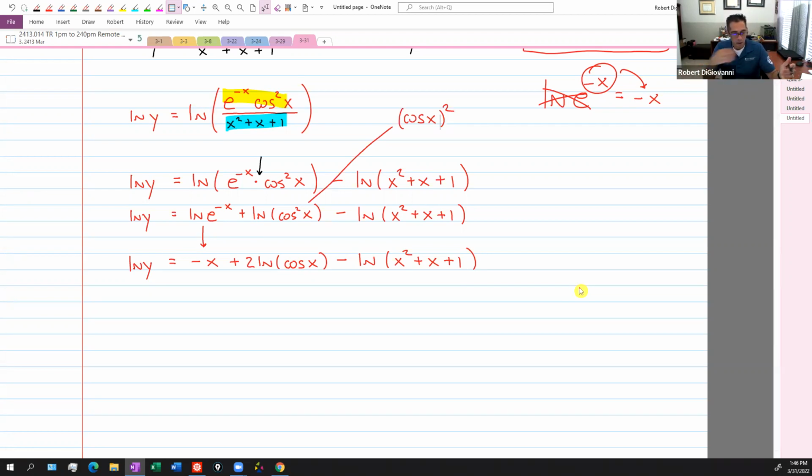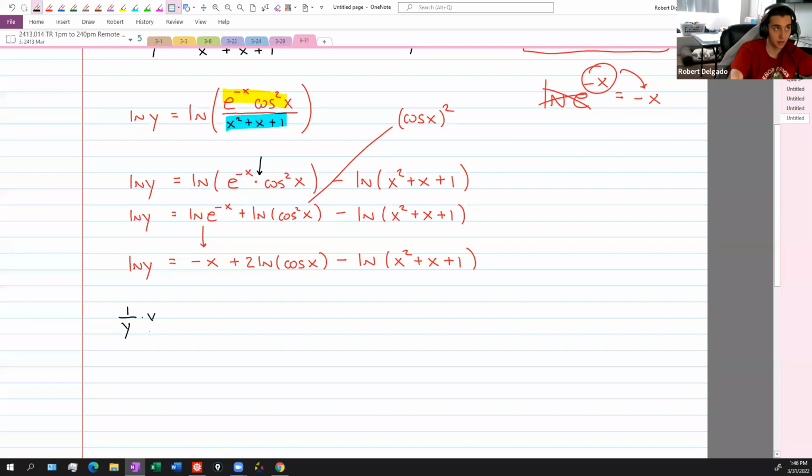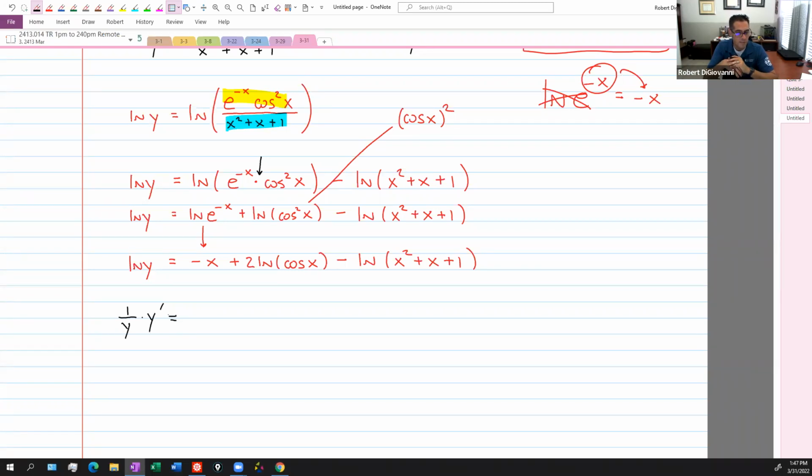What is the derivative of the left-hand side? It's always going to be 1 over y times dy dx, or I'm just going to put y prime. Every time you do logarithmic differentiation, the derivative of the left side is 1 over y times y prime. And then on the right, this is a pretty nice derivative. Derivative of negative x is negative 1, plus 2 comes for the ride.